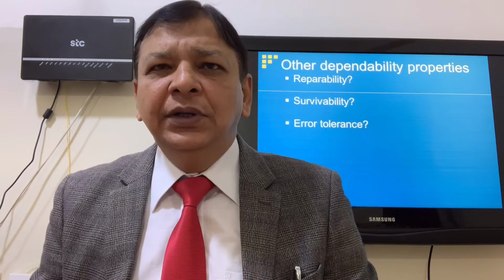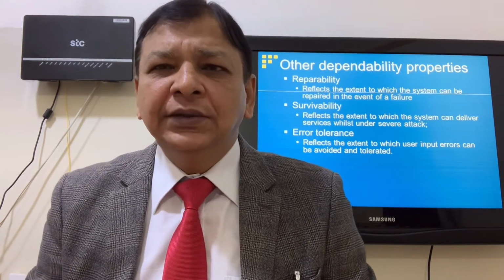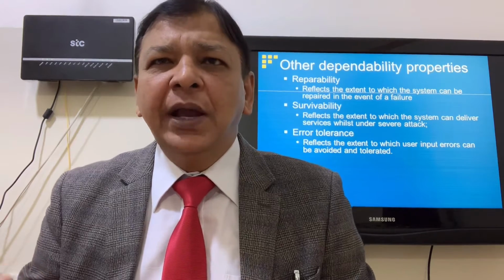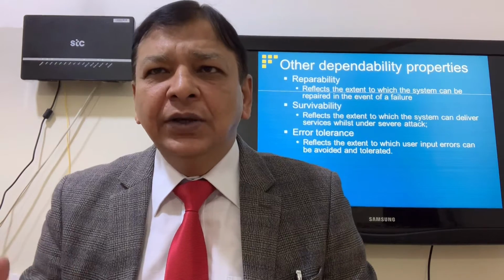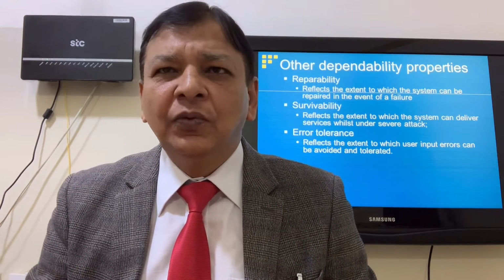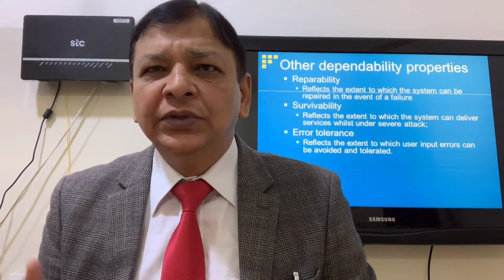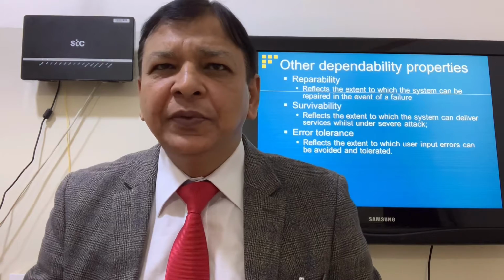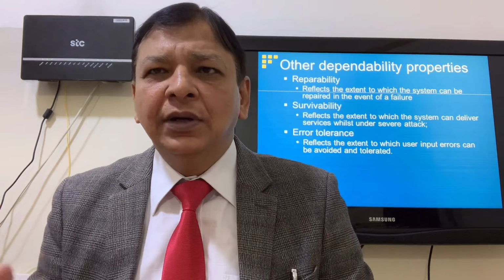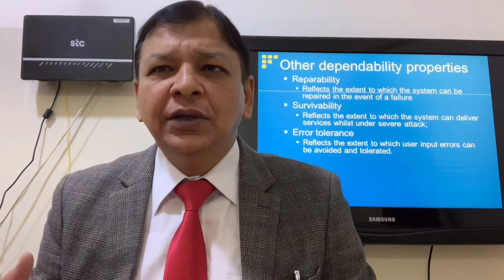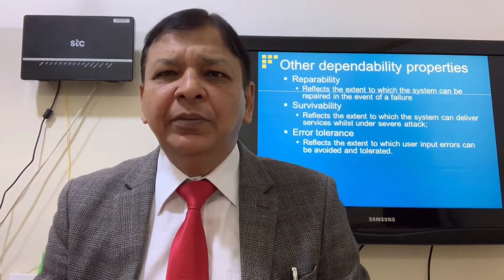Repairability, survivability, error tolerance are the other dimensions of dependability. Repairability reflects the extent to which the system can be repaired in the event of a failure. Survivability reflects the extent to which the system can deliver services while it is under severe attack, and it should have the same functionality with the same efficiency as it was before the attack. The user should not feel that the system is under attack. Error tolerance means exception handling. The user input errors can be avoided and tolerated. Validation checks have been implemented.